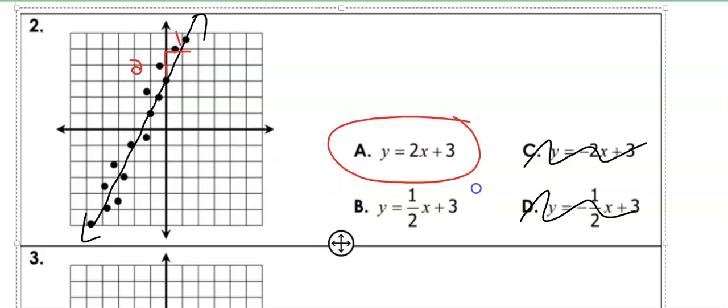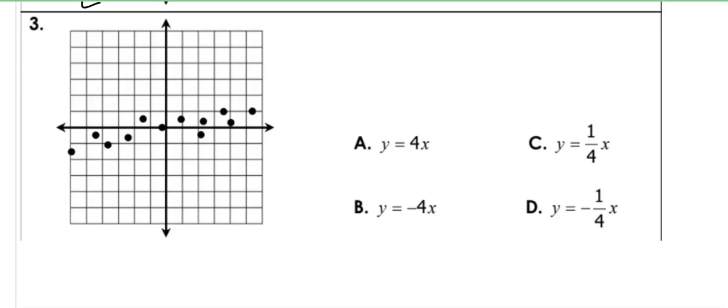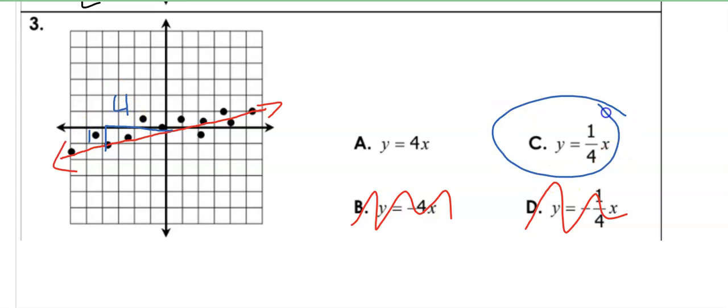And for the next question, 3, I can see this one's a little bit trickier, but if I draw my line of best fit, there is a positive correlation. So I know it needs to have a positive slope, which would cross out B and D. And if I look at perfect points, I can see I'm going up 1 and to the right 4, which means my slope would be 1/4, which gives us C.